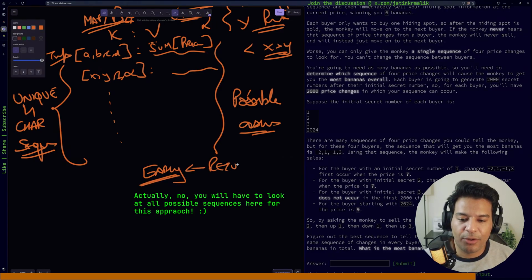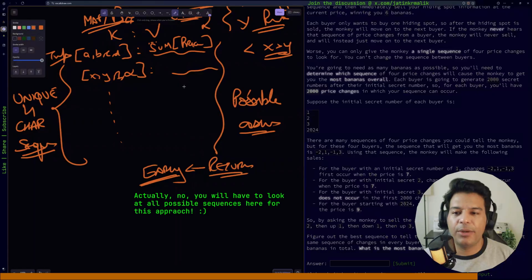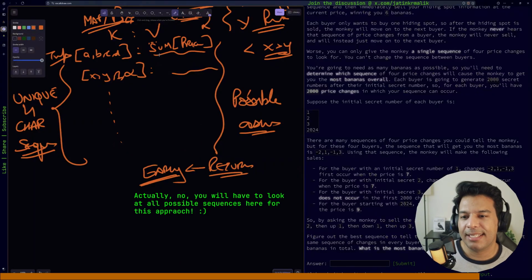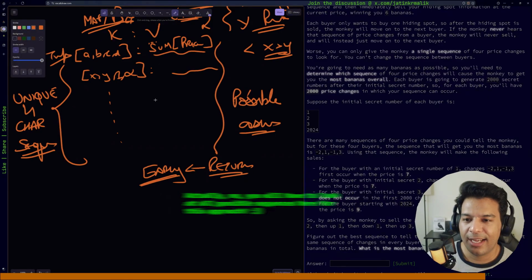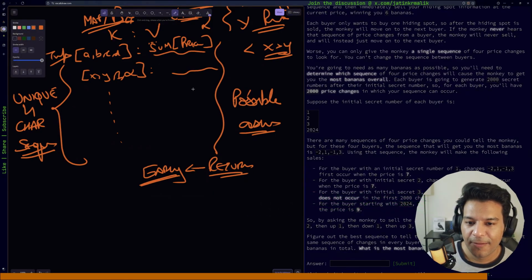We don't actually have to look through all the sequences. We can try to calculate some of the sequences and see where the sum is. And if the value is less than that, we just don't store it. We don't need that.